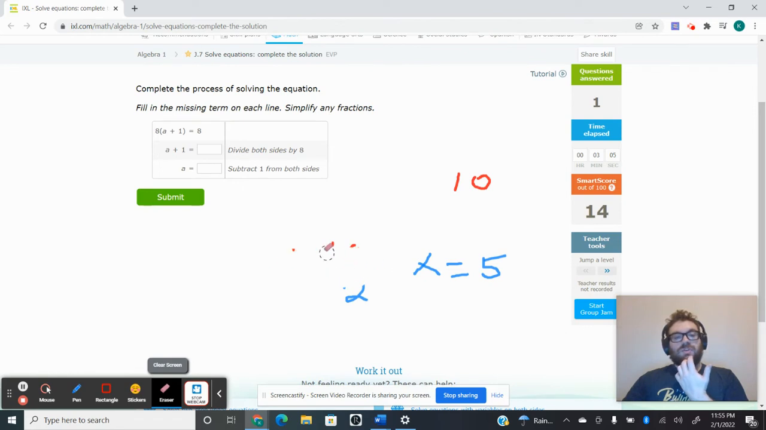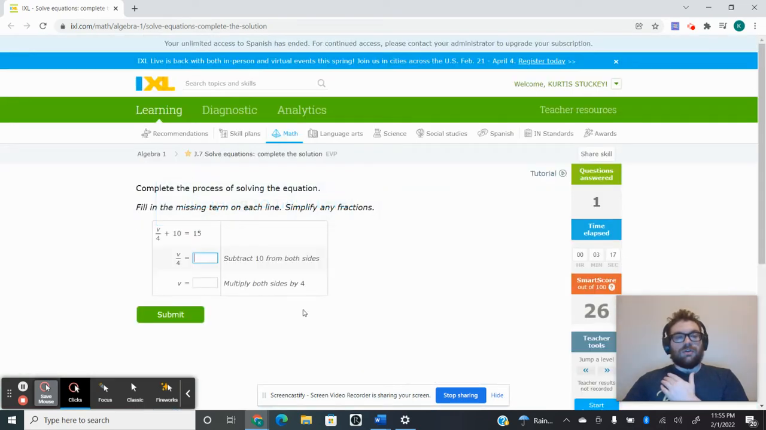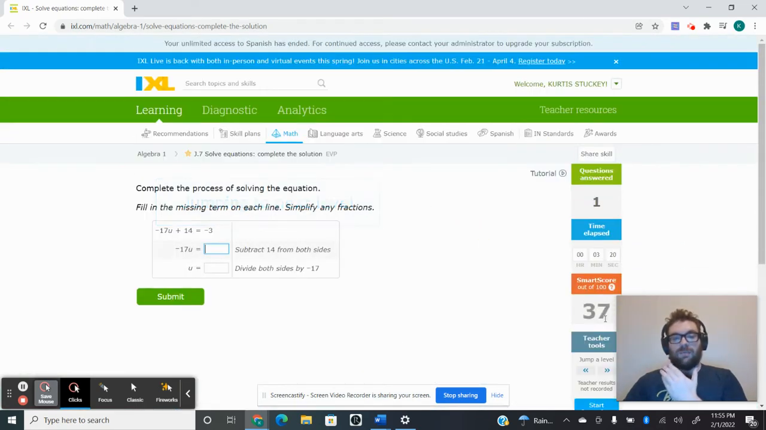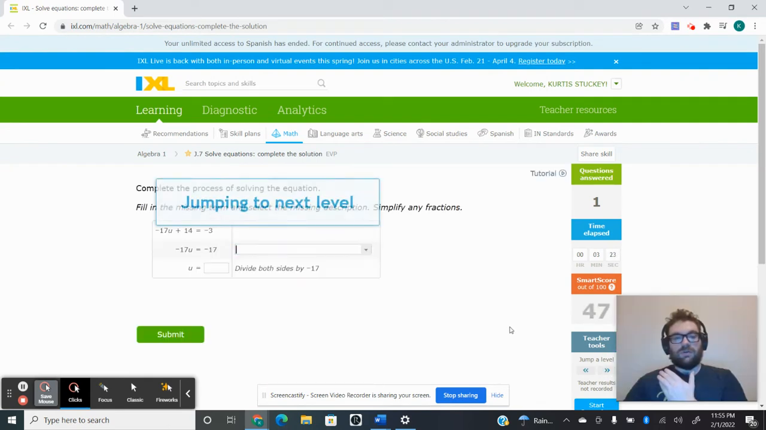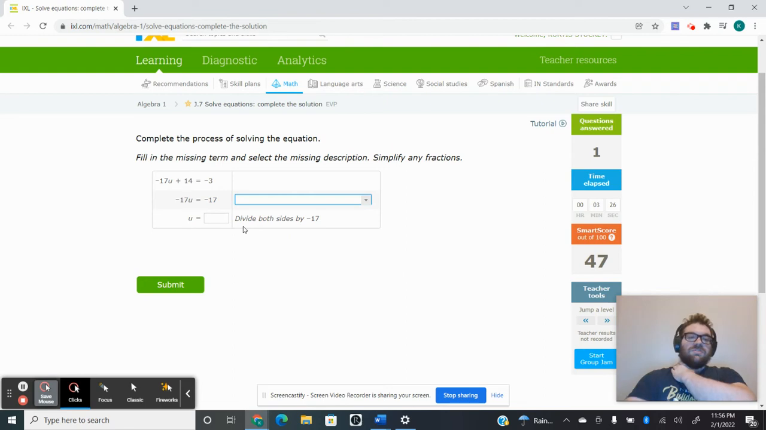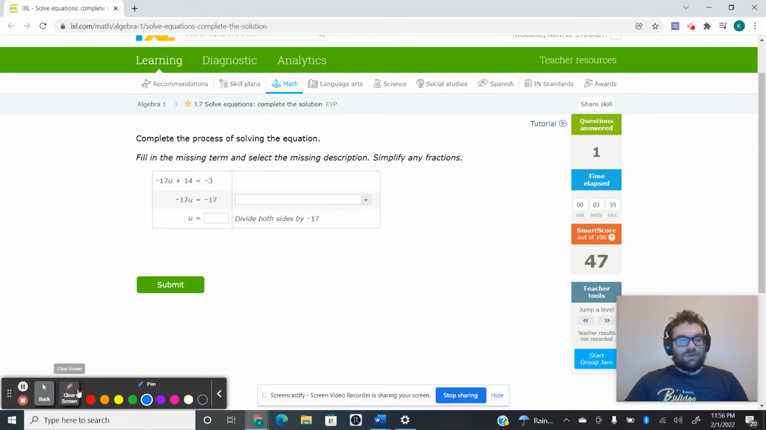Some of your problems will just be like that. As you can see, the next one I got is just solving that equation again. However, sometimes you're going to have to provide things on the right-hand side, what step we need to do next. So let me find one like that here real quick. This one tells me negative 17u plus 14 equals negative 3. If I gave you this on a quiz, how would we solve this? Negative 17u plus 14 equals negative 3.